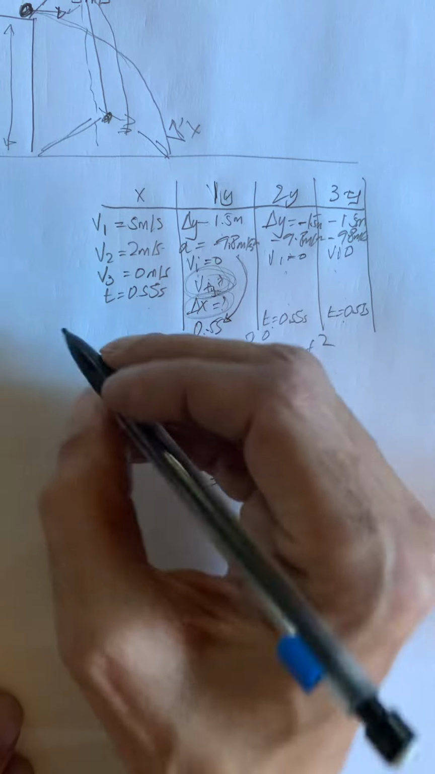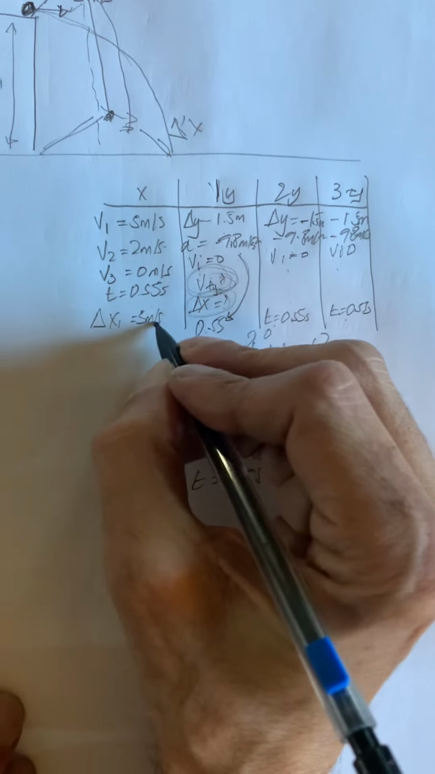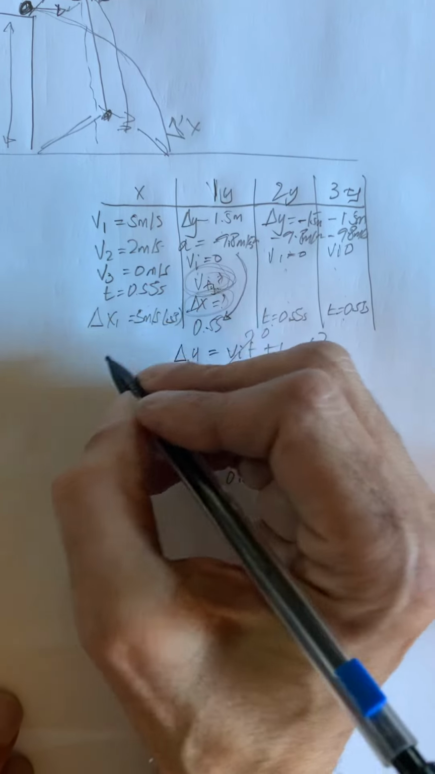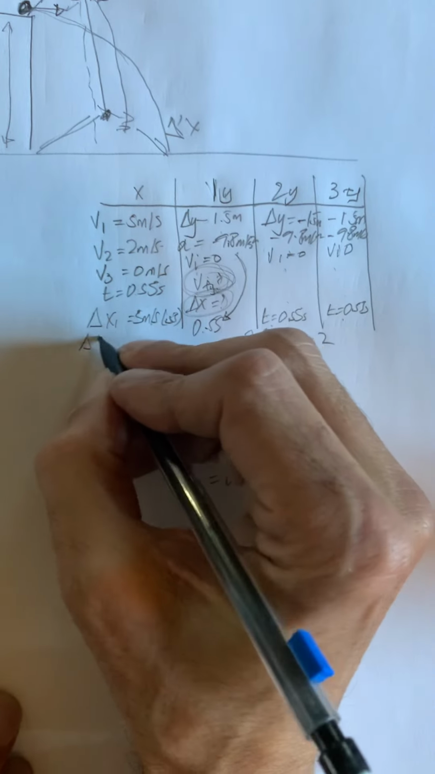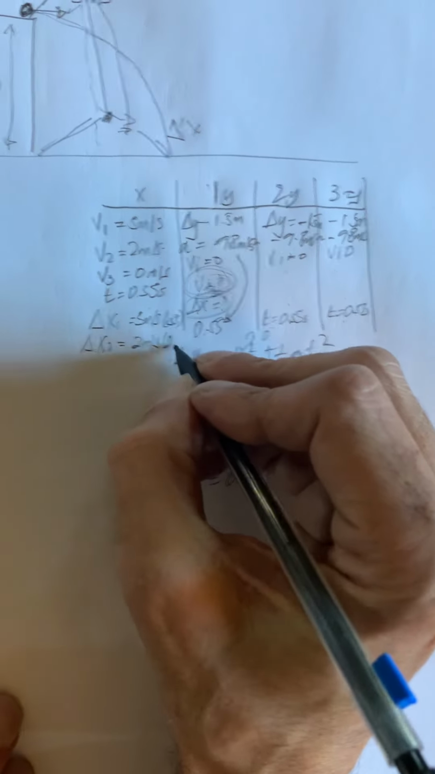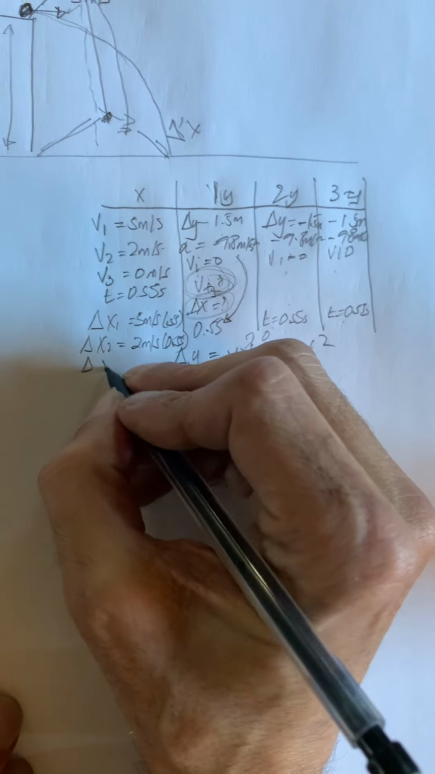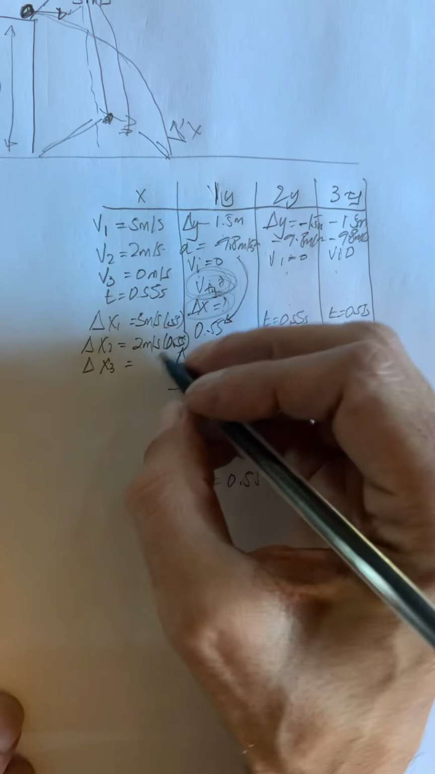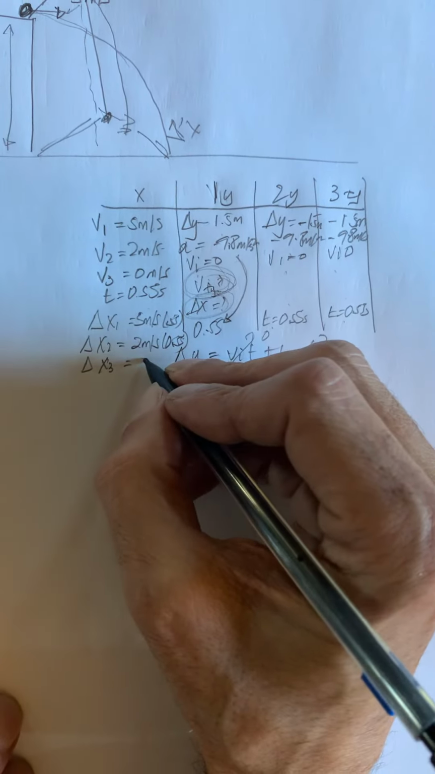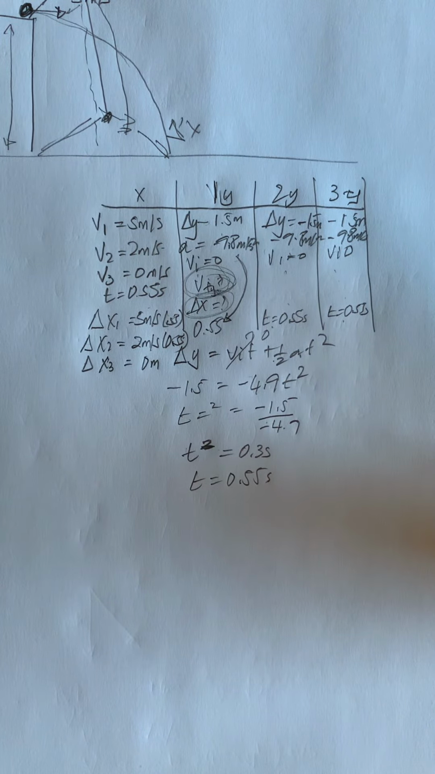All right, so now you can see that my delta x1 is going to be 5 meters per second times 0.55. My delta x2 is going to be 2 meters per second times 0.55. And my delta x3 is going to be 0 meters because it's going to fall right down there. Okay?